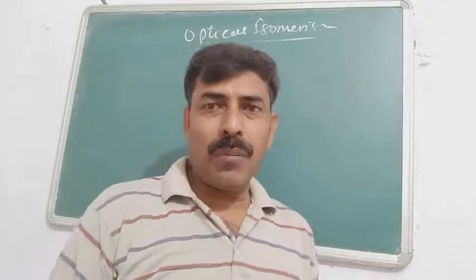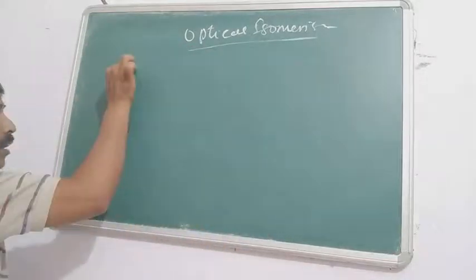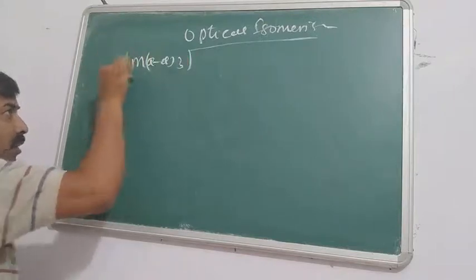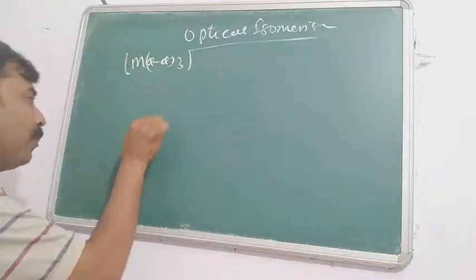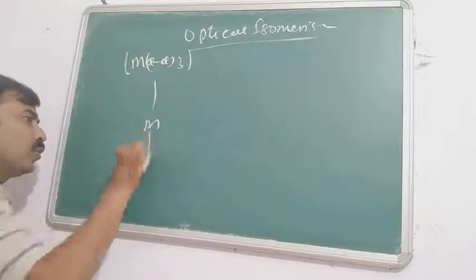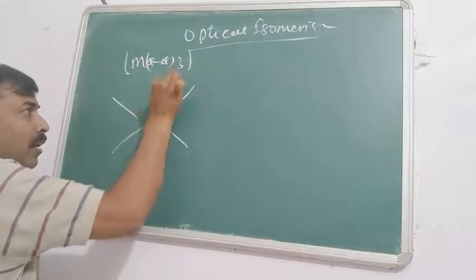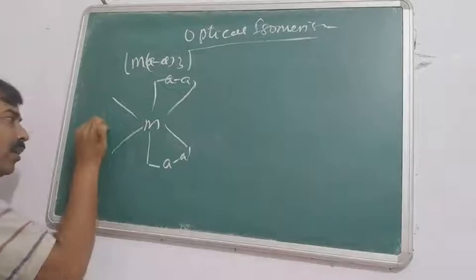The first type of compound which shows the optical isomerism has the molecular formula M(AA')3, that is, with three didentate ligands these show optical isomerism. This is the A-A, A-A and A-A.